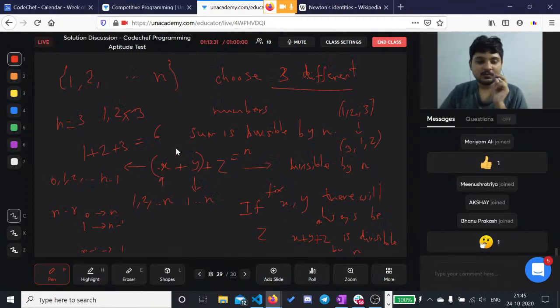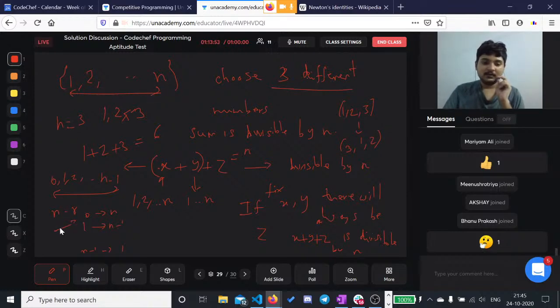consider the remainder when you divide x plus y by n, right? It can be only n values, 0, 1, 2 through n minus 1. For each of these n values, there is exactly one value of z, which is n minus r, that makes x plus y plus z divisible by n.